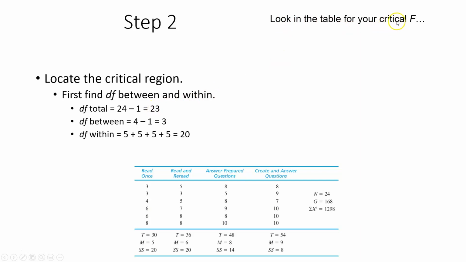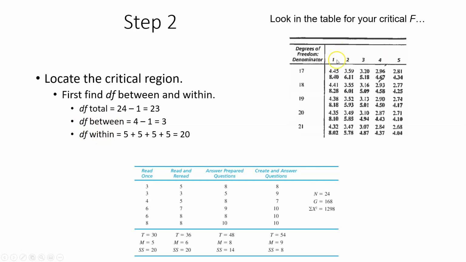Then we look in our table for our critical F. We use degrees of freedom between and degrees of freedom within here on the numerator and denominator. So we use 3 and 20, find the intersection here. And because we chose an alpha of 0.01, we use the bold-faced value, which is 4.94. That's the F value that we need to get an F value higher than in order to conclude that our ANOVA shows that there are differences between these groups.